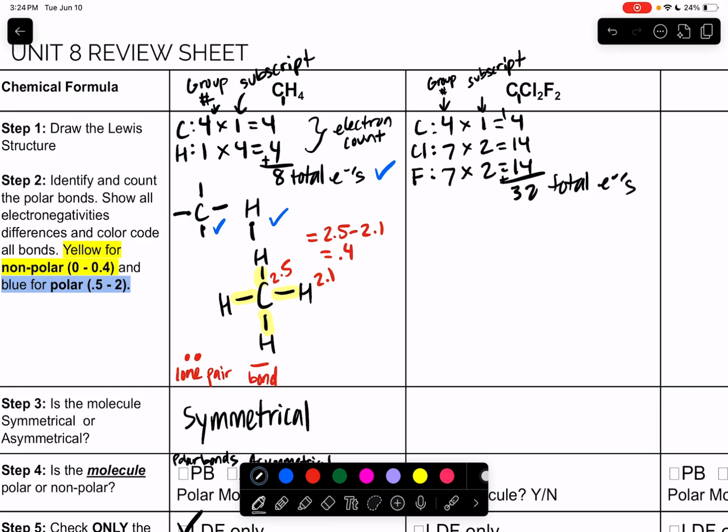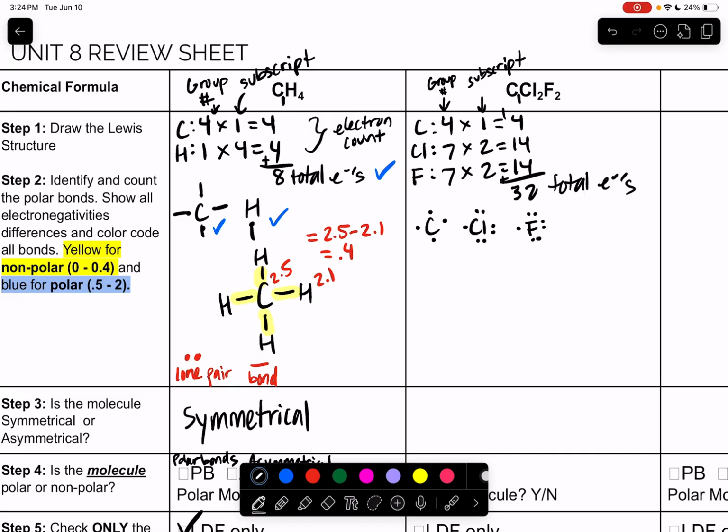Second, now I'm going to draw my Lewis dot structure. So carbon, since it's in group 4, is going to have 1, 2, 3, 4 valence electrons. Chlorine, since it's in group 7, is going to have 1, 2, 3, 4, 5, 6, 7 valence electrons. And then fluorine, since it's also in group 7, is going to have 1, 2, 3, 4, 5, 6, 7 valence electrons.